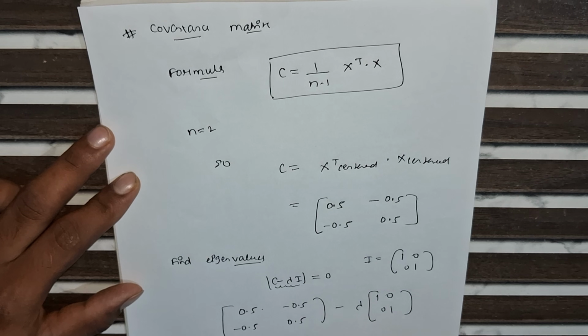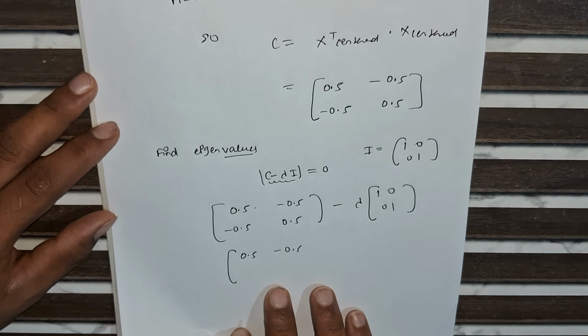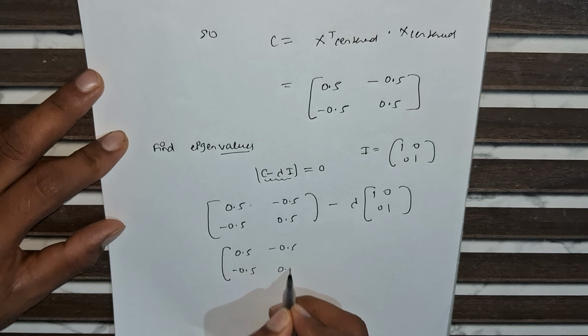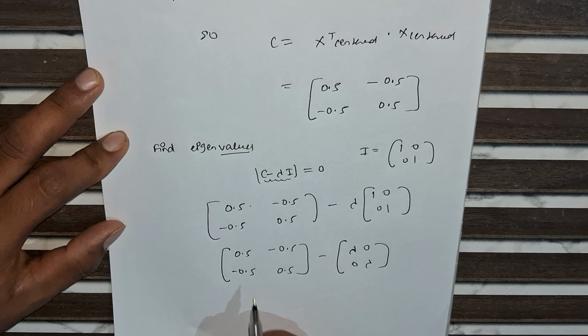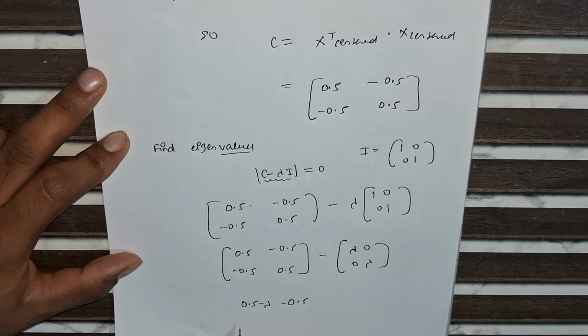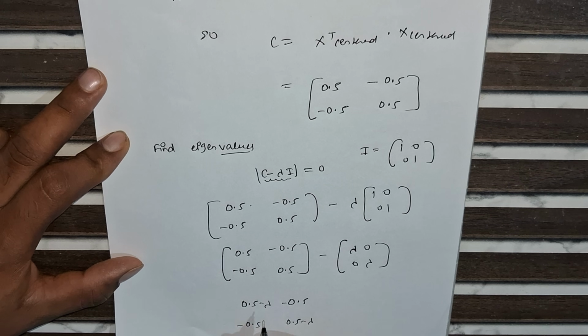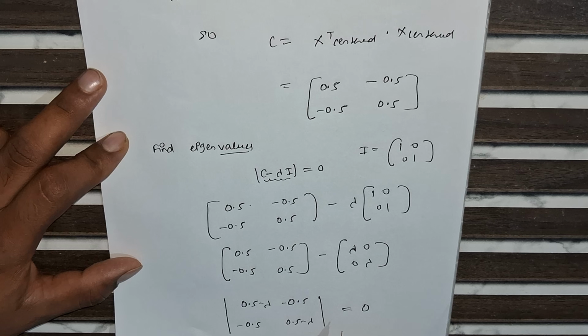So when you multiply lambda to this, it becomes lambda 0 0 lambda. So now subtract this one, it becomes 0.5 minus lambda, minus 0.5, minus 0.5, 0.5 minus lambda. And now we take the determinant of this matrix, which is equal to 0. So now solve it.